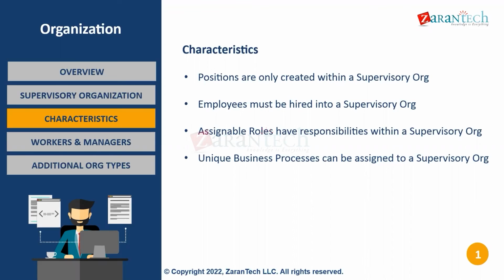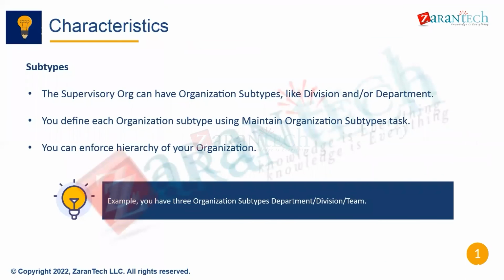Lastly, I talk about you can have a unique business process set for your specific supervisory organization as well. That one team's structure can vary from another, right? Now, a supervisory organization can have different subtypes. It can have a subtype called division or department. There are multiple ways of defining that. Tomorrow we'll talk about how do you define 3 different types of supervisory organization, which is department, division, and team.